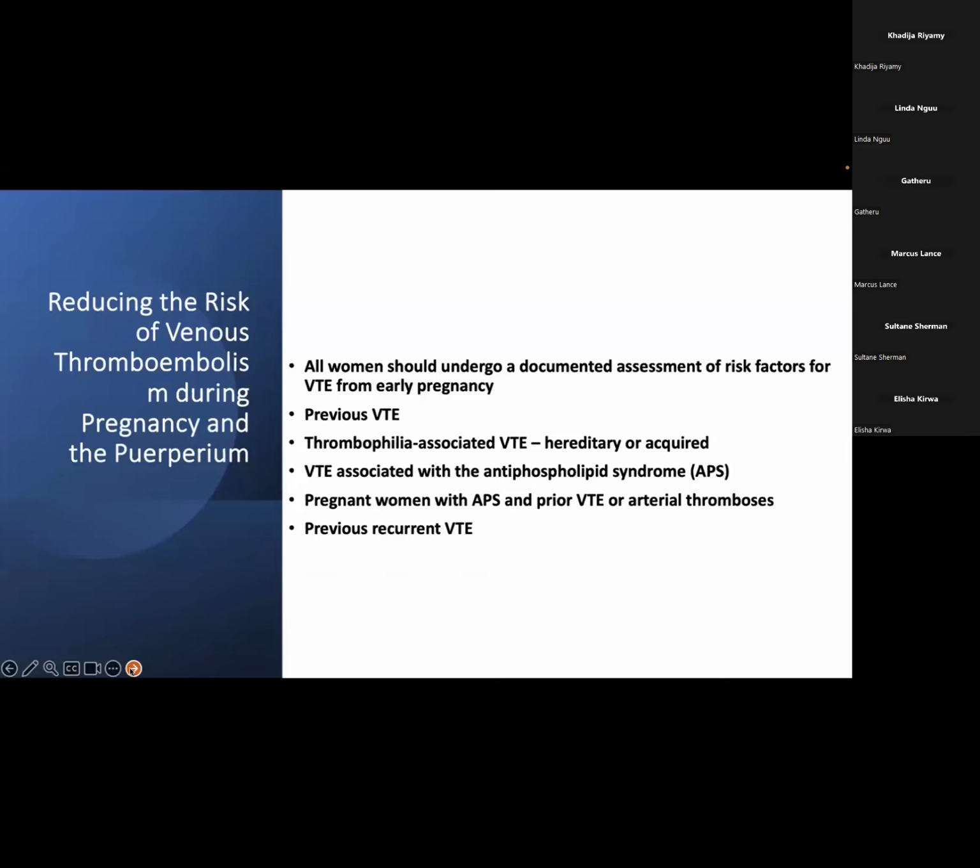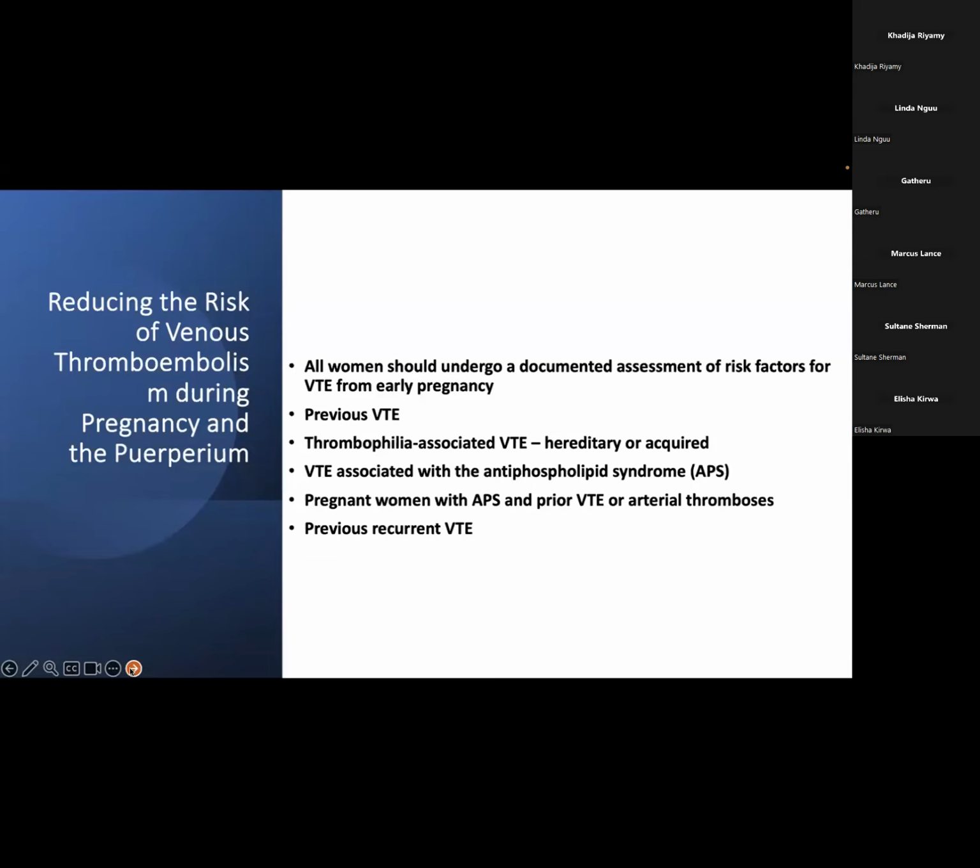So this is a conversation which we need to have with our colleagues in the obstetric field. A patient with previous VTE, that is not the kind of patient you want to spare your thromboprophylaxis from. Thrombophilia associated with VTE, this may be hereditary or acquired. Those patients, you must give thromboprophylaxis.